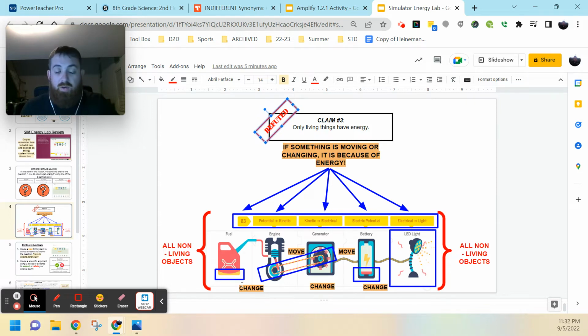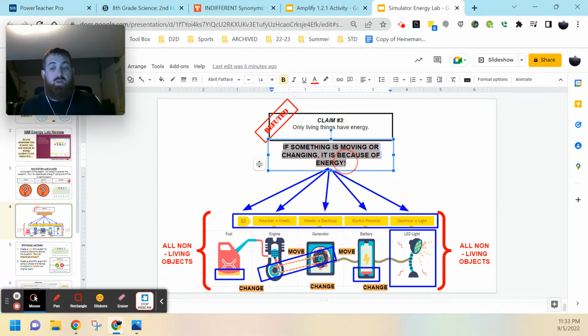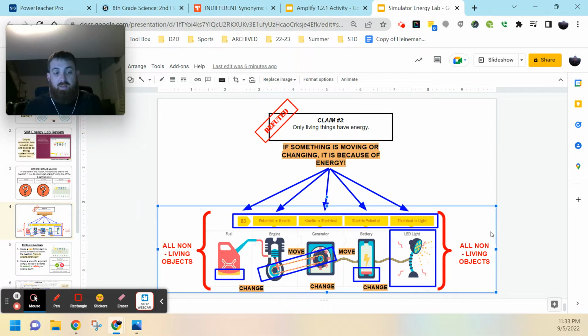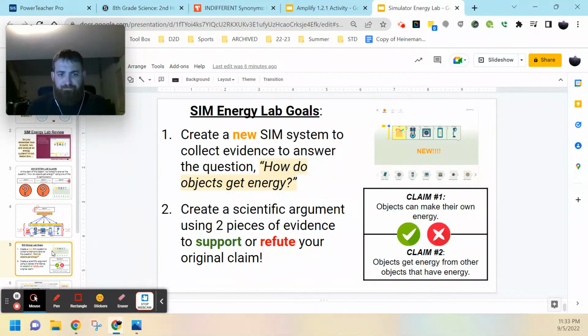We could talk about how the energy from the fuel changes to be able to power the engine. We could talk about how we see movement, spinning of our engine wheel as it goes up and down to spin our motor that's in our generator. We can talk about how that changes that kinetic energy into electrical potential that goes into our battery. There's a lot of things that we can observe that shows that things that are moving or changing have energy, and how these are all non-living objects. So we know that claim 3 is incorrect, and we can refute it with a lot of evidence.